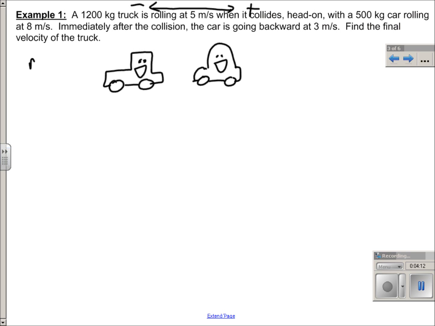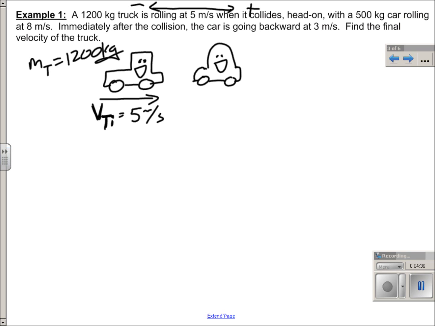We've got a 1,200 kilogram truck. So mass of truck equals 1,200 kilograms. It's rolling at 5 meters a second. So here's the velocity of the truck initially. It's 5 meters a second, right? Don't let the subscripts confuse you. This is telling me its velocity. That's how fast the truck is going. T is for truck. I is for initially, meaning before the collision.